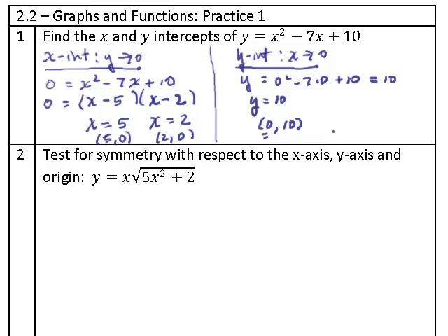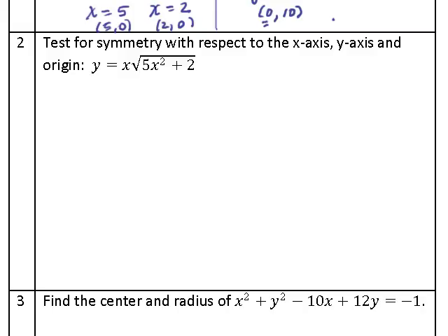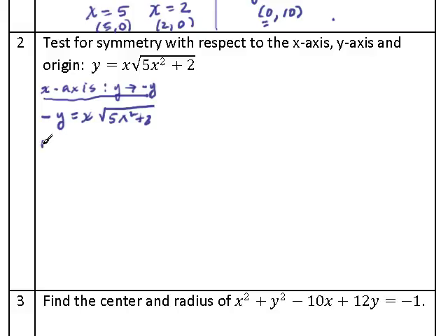All right, in number 2, we want to test for symmetry of this equation, or this curve: x-axis, y-axis, and origin. So let's start with x-axis. And what we do is we replace y with minus y and see if we get the same equation back. So here we would have minus y is equal to x square root of 5x squared plus 2. So this is not equal to the original.